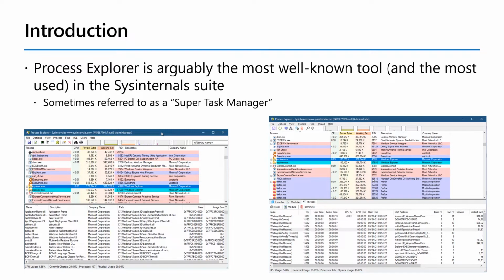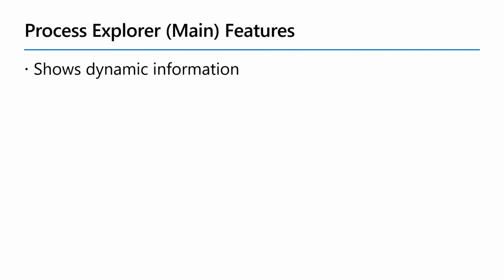So normally people think of Process Explorer as a super task manager, because Task Manager also shows process information, but Process Explorer shows much more information, much greater detail than Task Manager ever could. In this screenshot, you see the current Process Explorer on the left and some enhancement I'll show you today on the right. So what is Process Explorer?